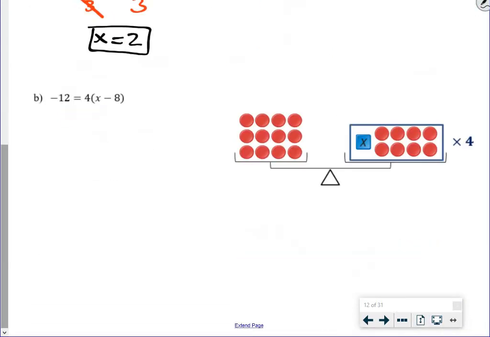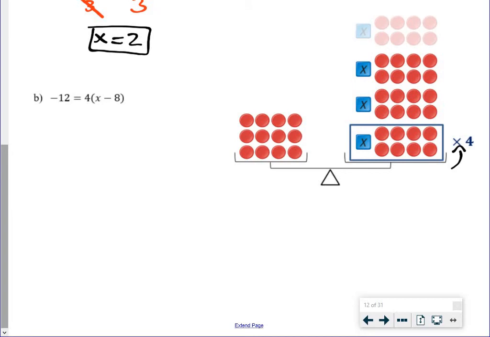Okay, next question. Negative 12 equals 4 times x minus 8. So again, we have this instruction to replicate the stuff on the right side. So we need to replicate x minus 8 4 times. So once, we need 4 equal groups of x minus 8. So that's what we did. We replicated it. Now we have 4x minus 32 on the right. I have 32 red circles now.